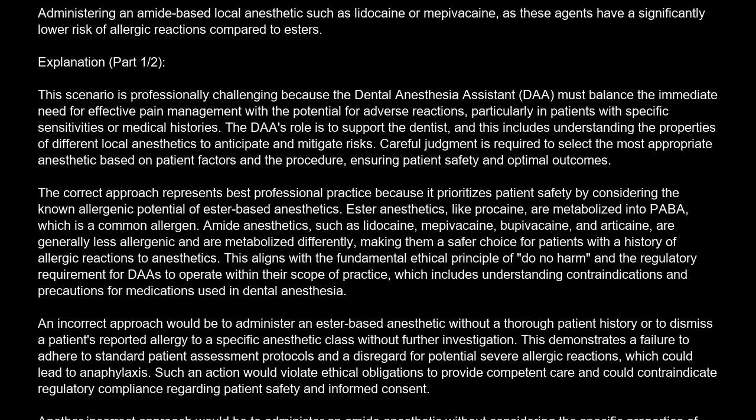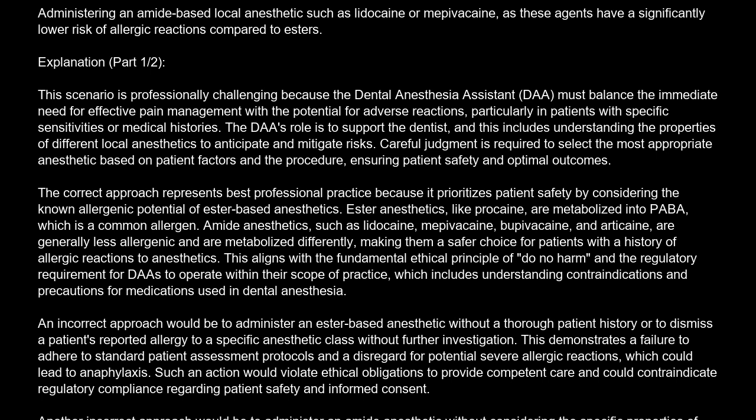Careful judgment is required to select the most appropriate anesthetic based on patient factors and the procedure, ensuring patient safety and optimal outcomes. The correct approach represents best professional practice because it prioritizes patient safety by considering the known allergenic potential of ester-based anesthetics. Ester anesthetics like Procaine are metabolized into PABA, which is a common allergen. Amide anesthetics such as lidocaine, mepivacaine, bupivacaine, and articaine are generally less allergenic and are metabolized differently, making them a safer choice for patients with a history of allergic reactions to anesthetics.